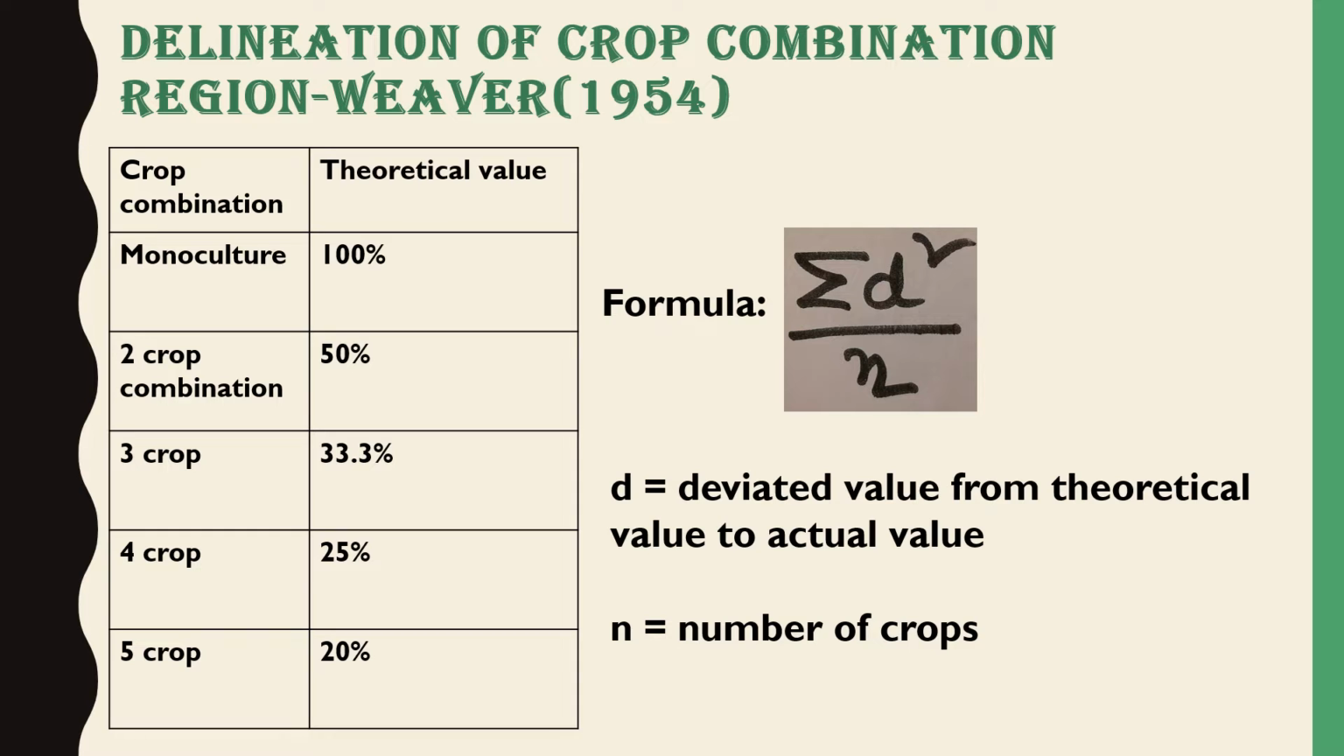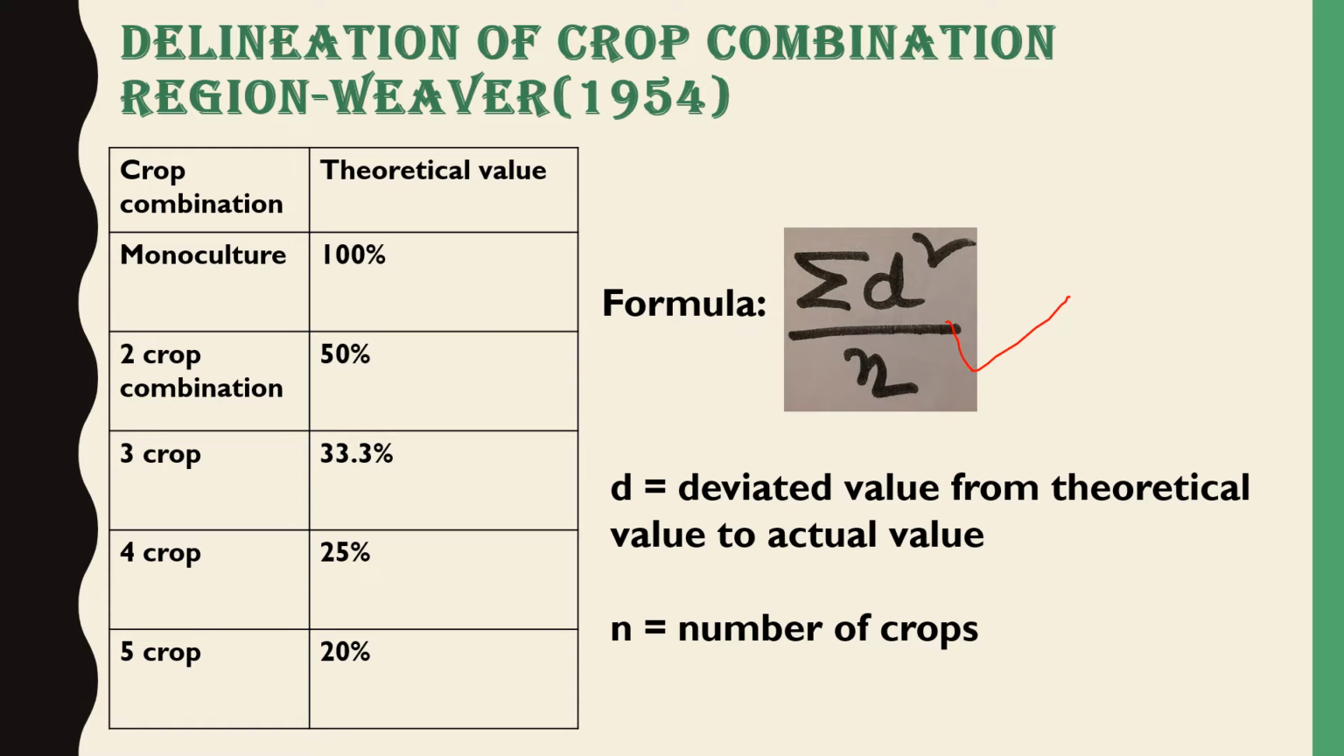J.C. Weaver was the first person who postulated the crop combination model in the book Crop Combination in the Middle East. This formula was given by J.C. Weaver, that is summation d square by n, where d is equal to the deviated value from theoretical value to actual value and n is equal to the number of crops. So what is theoretical value? We have to clearly understand it.